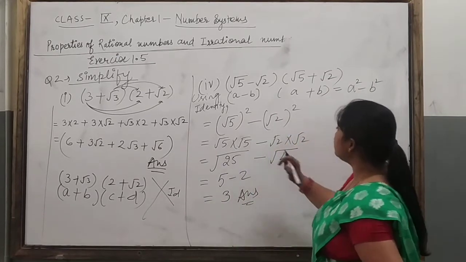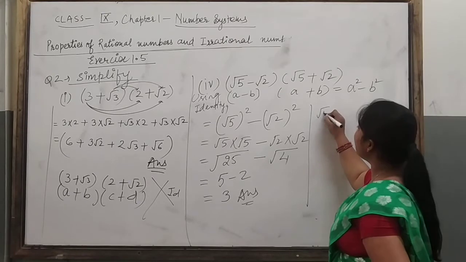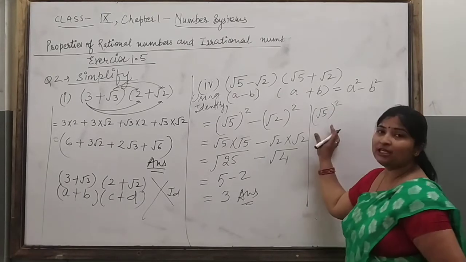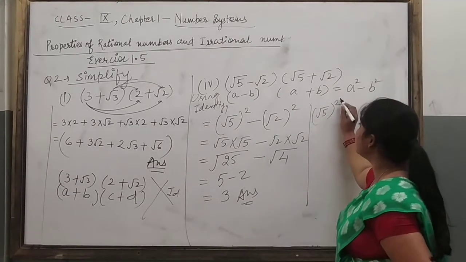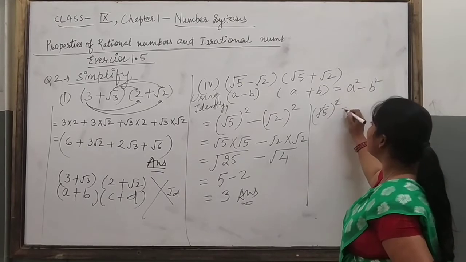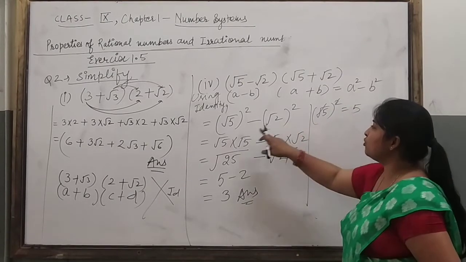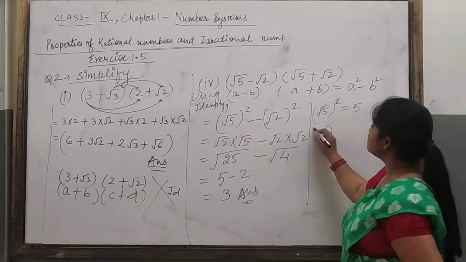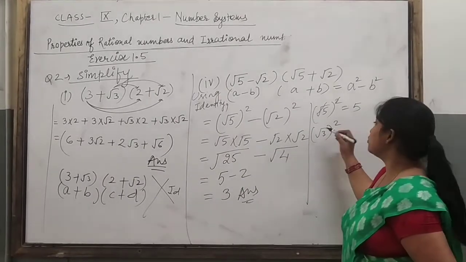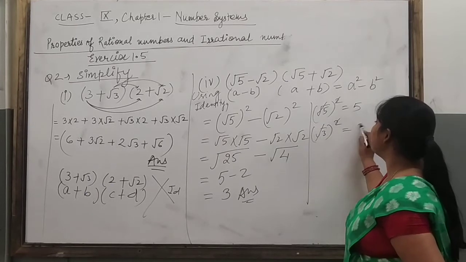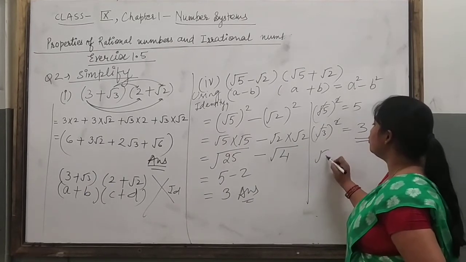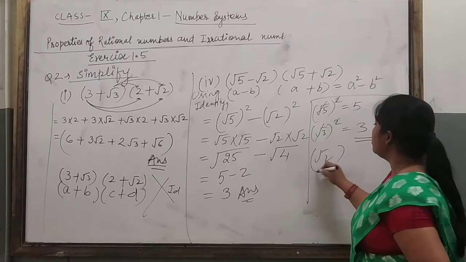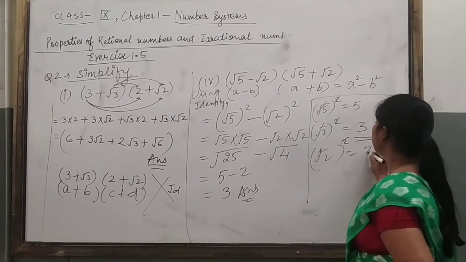There is one shortcut to solve this. Whenever there is a square and root together, you can cut both of them, and your answer will be the number itself. So you can go from this step to this step directly. Like if we have root 3 whole square, the square and the square root cancel and your answer will be 3. Root 2 whole square will be 2 itself. This is the shortcut.